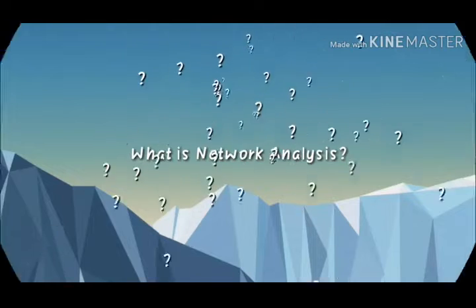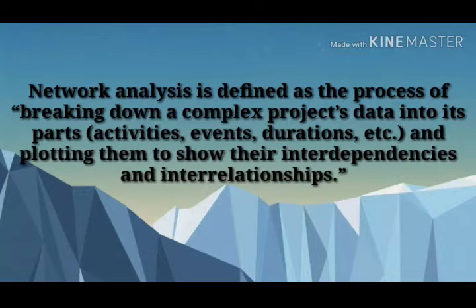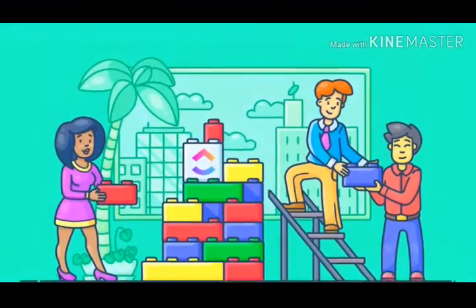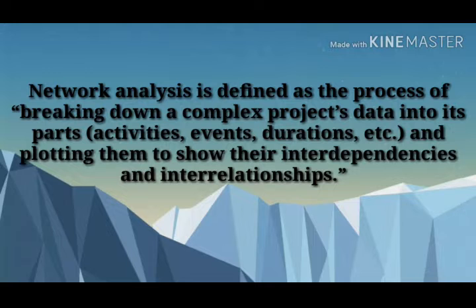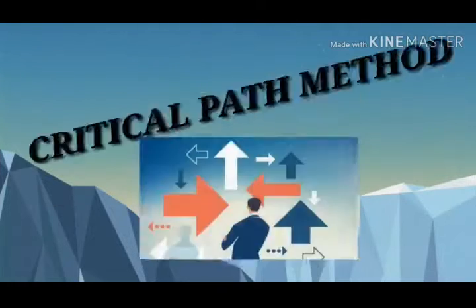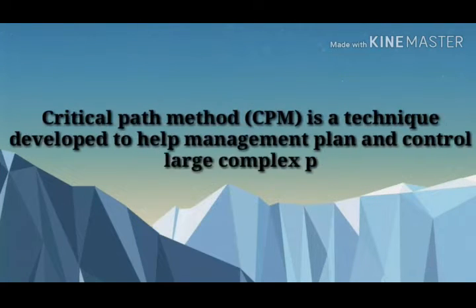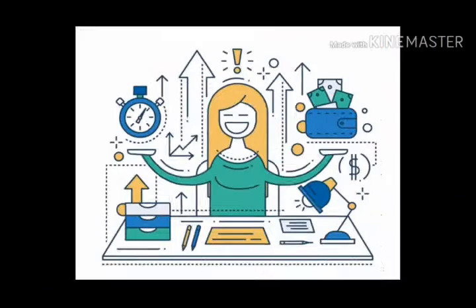What is network analysis? Network analysis is defined as the process of breaking down a complex project's data into its parts, such as activities, events, and duration, and plotting them to show their interdependence and interrelationships. CPM stands for Critical Path Method. The critical path method is a technique developed to help management plan and control large, complex projects which consist of many activities or operations that require both time and resources.